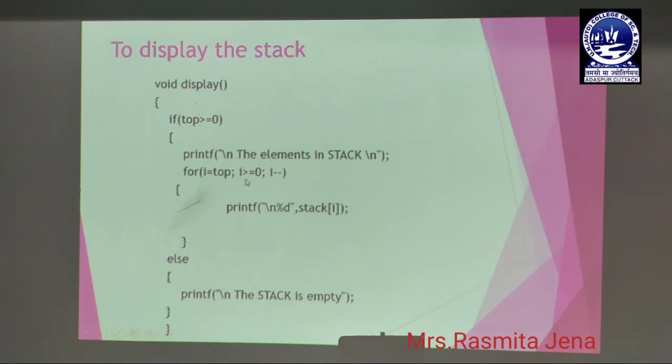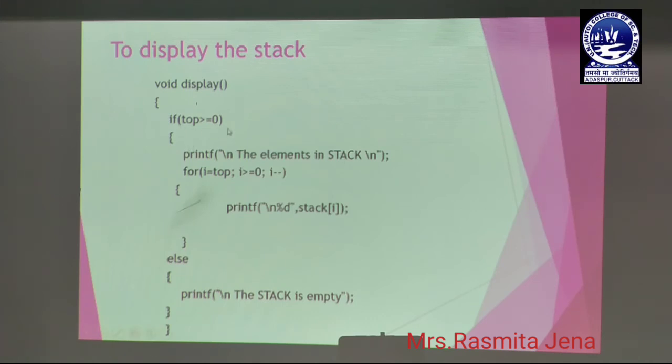Then we continue our loop until we extract all the elements from the stack. For that we write the condition i greater than or equal to 0. That means we move toward the lower index of the array, that is 0. That's why here I am writing i greater than or equal to 0. As we are displaying the elements from the top of the stack, that is from the maximum size of the array, we decrement the counter variable, that is i equals i minus 1.